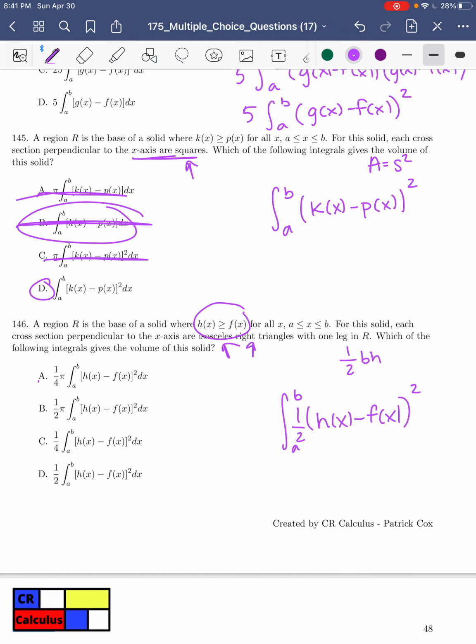So thinking about this, triangles, you should not have pi's in triangles. And then this 1/2 isn't being squared because the square comes from base and height being the same. So 1/2 should be on the outside, which makes our answer D.